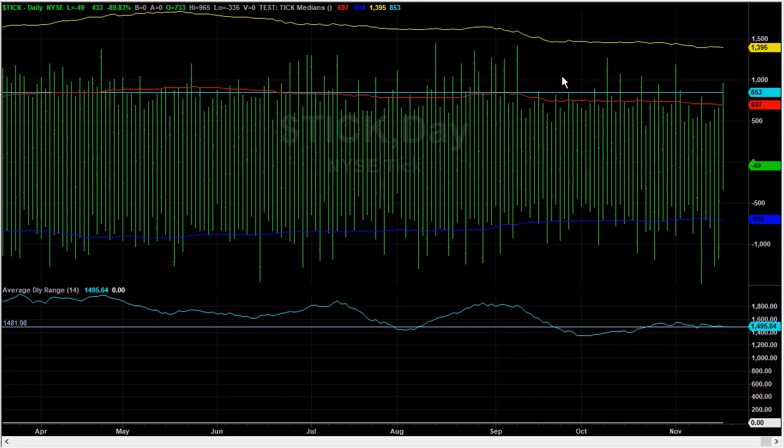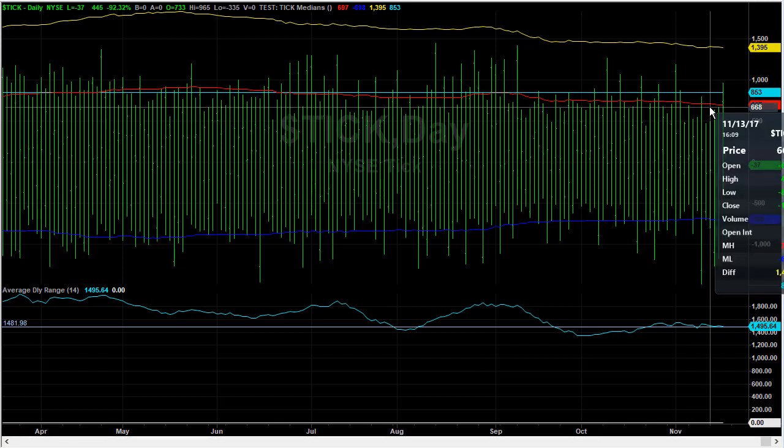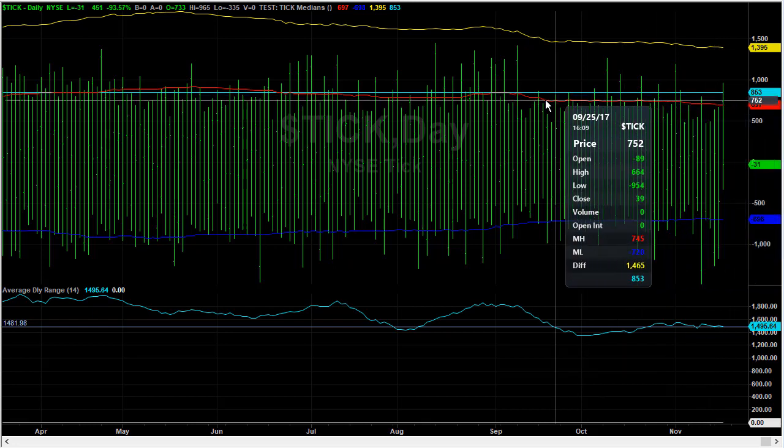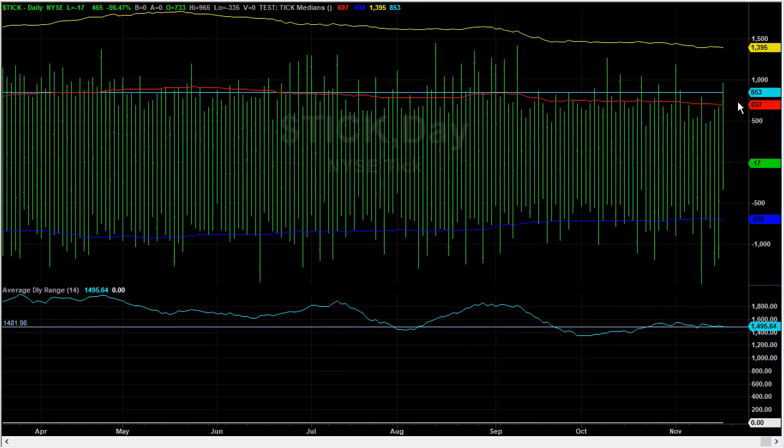So here is the daily chart. This red line right here is the median of the last 50 days highs, not the average, but the median. And the median of the last 50 days lows is the blue line. And so you can see those lines coming together, converging.